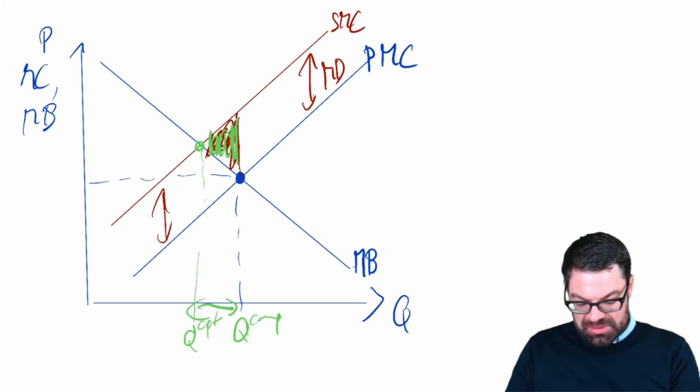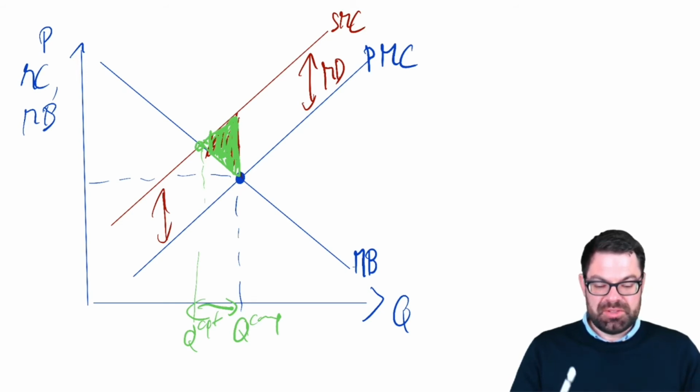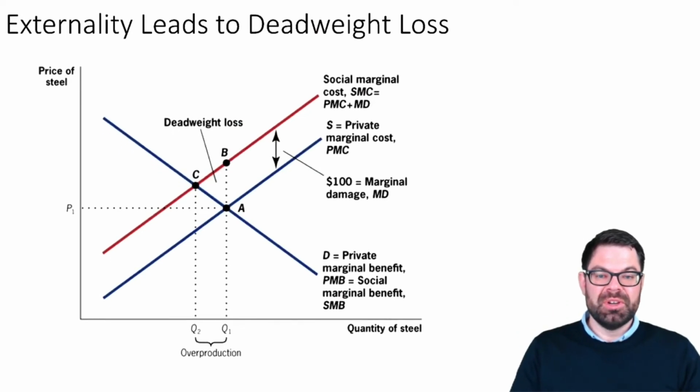That in total, the total damage to the economy, is represented in that triangle. You can read more about the intuition behind that triangle in the textbook by Gruber. But that's just a very quick run through how that deadweight loss would occur.